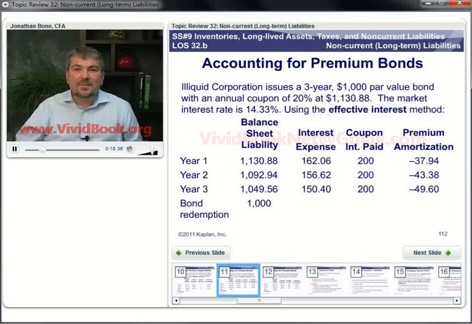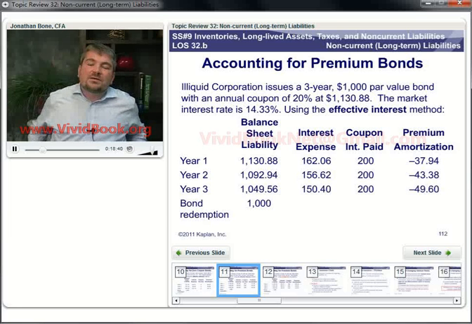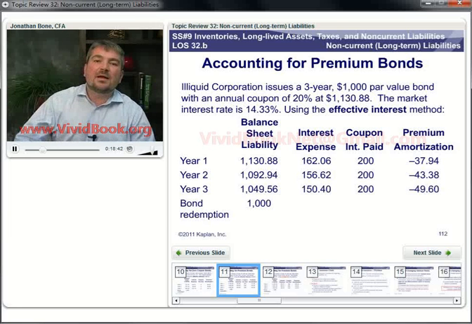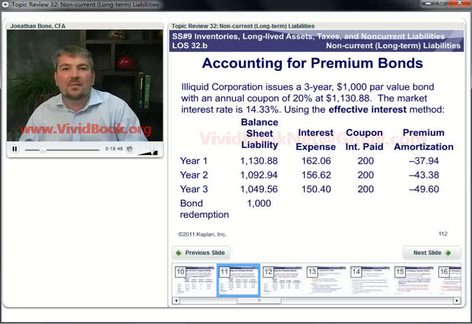So again, when we issue the bond, our cash goes up by $1,130.88, and we create a liability at $1,130.88. Our interest expense, we just take the market rate when the bond was issued, which in this case is 14.33%.